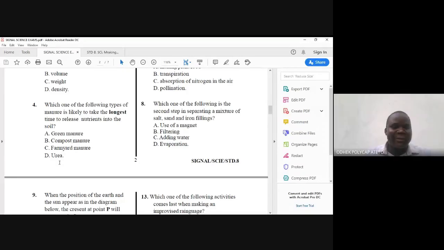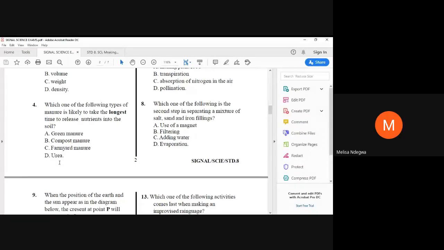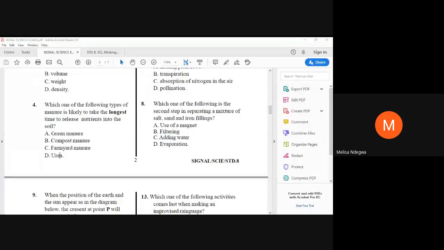For this question, all that someone needs to understand is that this type of manure usually takes the longest time to release nutrients, and it should be purely leguminous. It should be leafy, quick to grow, and quick to rot. That's all you need to know about this type of manure.